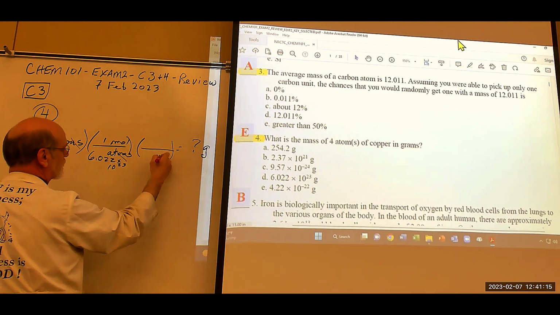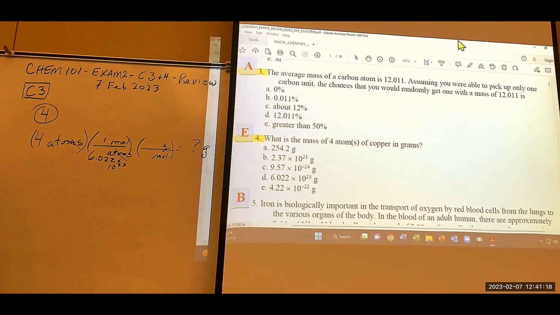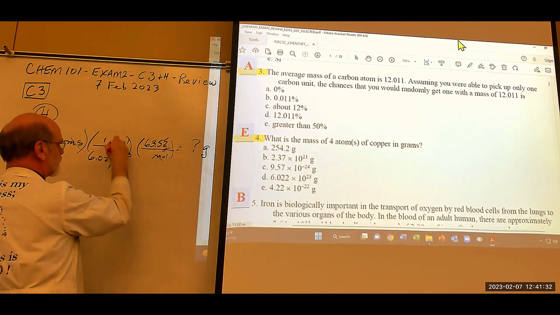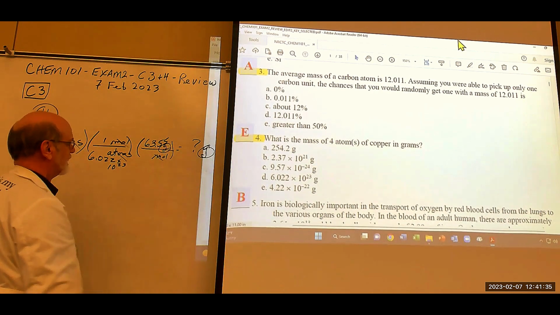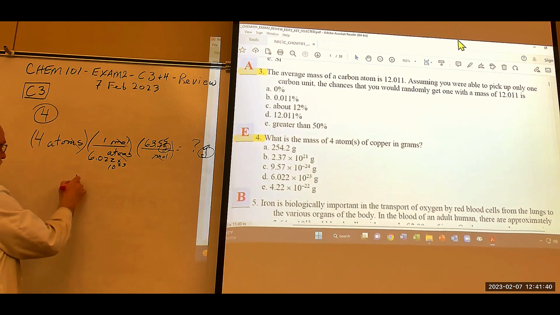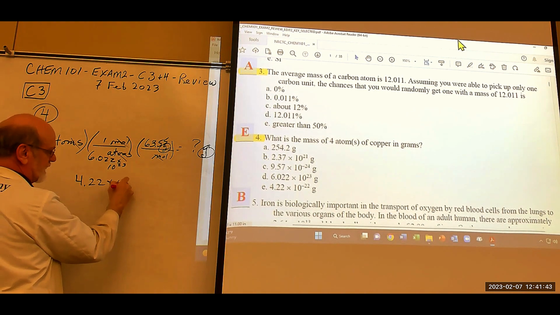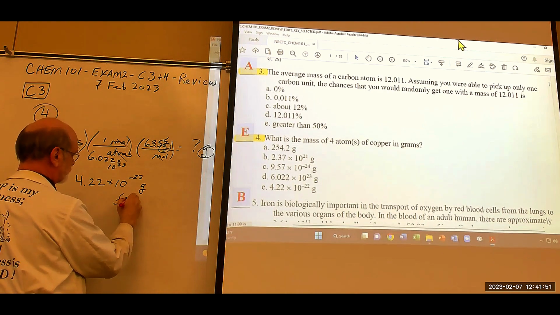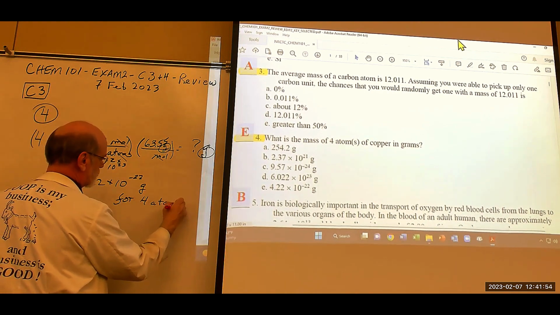Now what we need is the molar mass for copper. So we go over here and look. 3.55, rounded off to 2 places. Right. That gets rid of moles. And if I do my math right, it should be that much for 4 atoms. I'm not going to whip out my calculator. 4 atoms of copper.